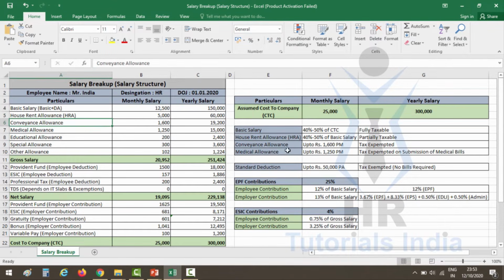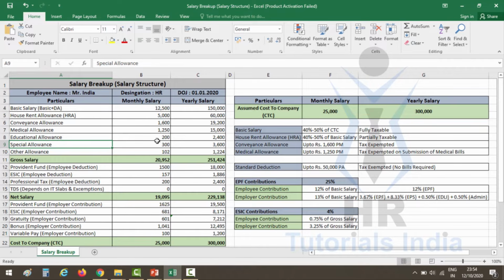Coming to conveyance allowance. Conveyance allowance is tax exempted up to 1600 per month. Then medical allowance. Medical allowance is exempted only on submission of medical bills, which is up to 1250 per month. Education allowance. Education allowance exempts 100 rupees for each child. If you have 2 children, then 100 plus 100, 200 is tax exempted.